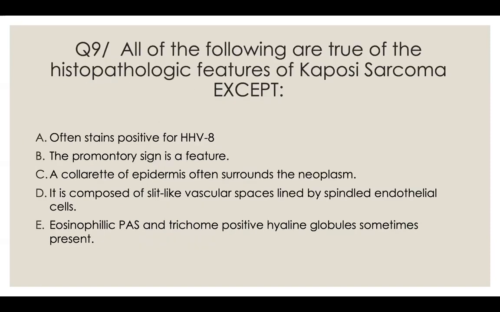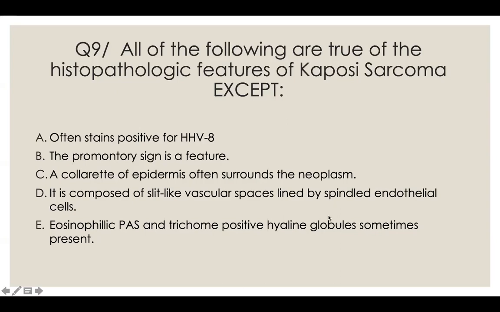Question 9. All of the following are true of the histological features of Kaposi sarcoma except: often stains positive for HHV8; the promontory sign is a feature; a collarette of epidermis often surrounds the neoplasm; it is composed of slit-like vascular spaces lined with spindle endothelial cells; or eosinophilic PAS and trichrome positive hyaline globules sometimes present. Just concentrate, it's except. They are all features of Kaposi sarcoma except.